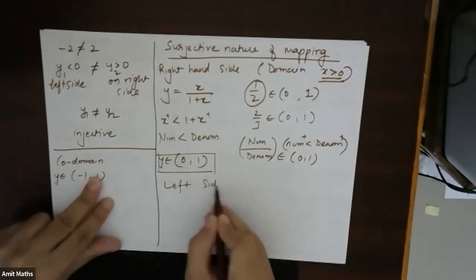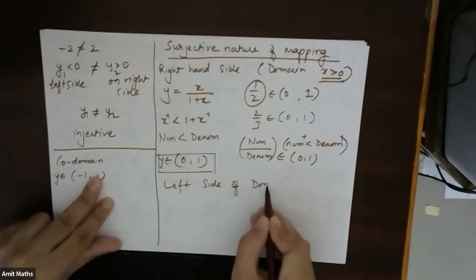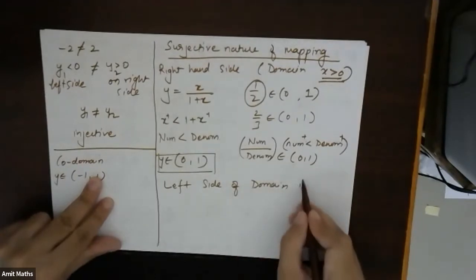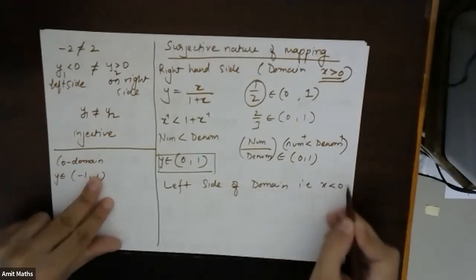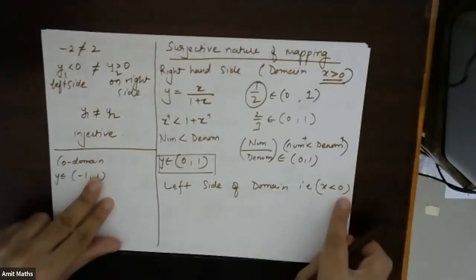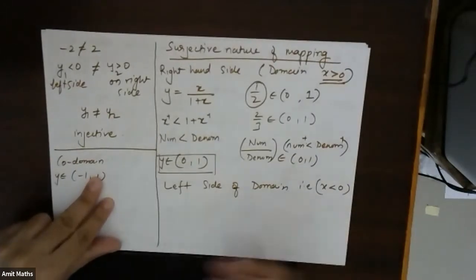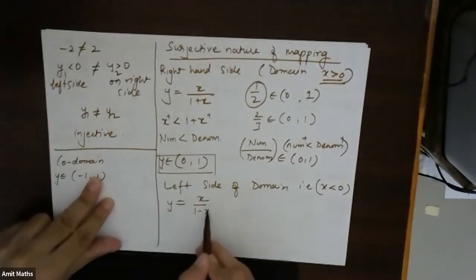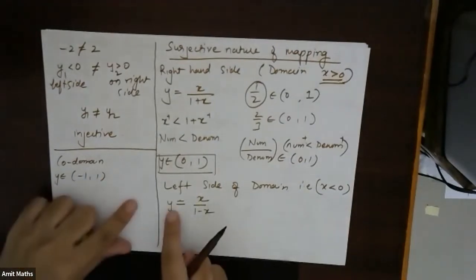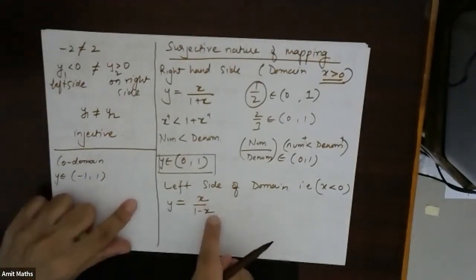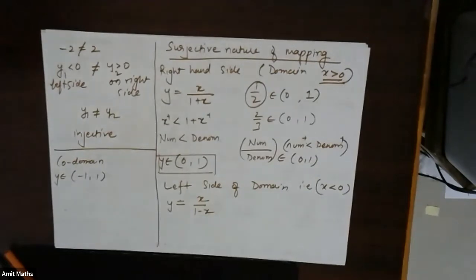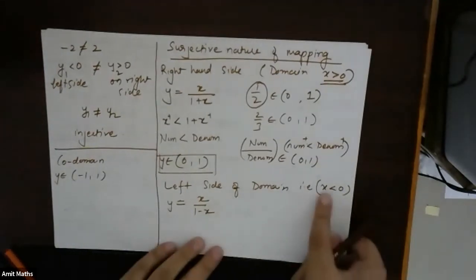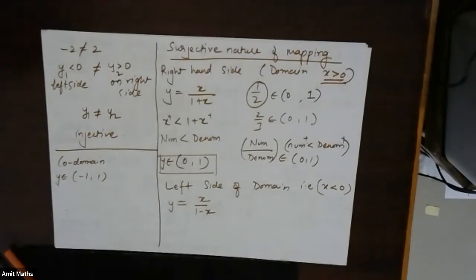Left side of the domain, that is when x is less than 0. Now when x is less than 0, the function gets converted into y equals x upon 1 minus x. Okay, now see, x is less than 0.